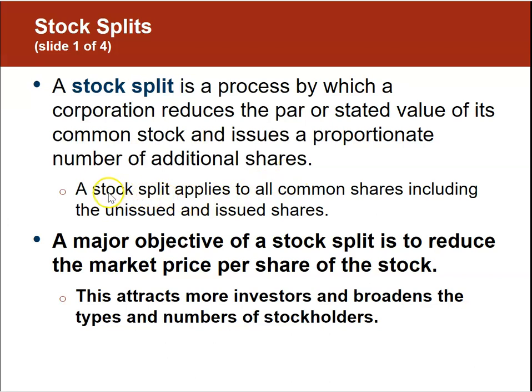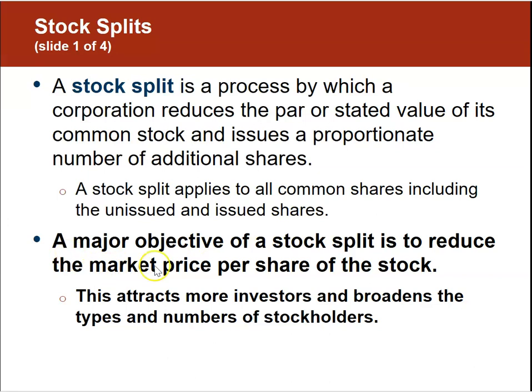It says a stock split applies to all common shares, including unissued and issued shares. So if we had an authorized stock of, say, 100,000, and we had only issued 60,000 of those, well, those 60,000, let's just say that we split it 2 for 1, is going to become 120,000, and those authorized shares that we had never actually issued, the difference, 40,000, now that becomes 80,000.